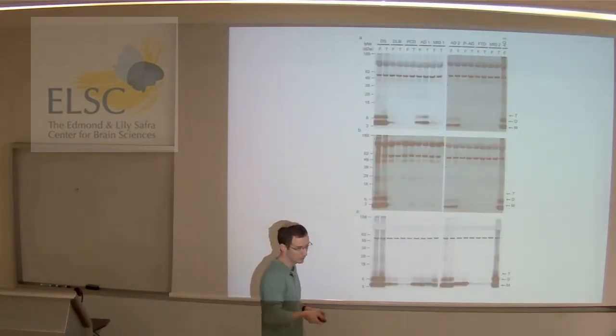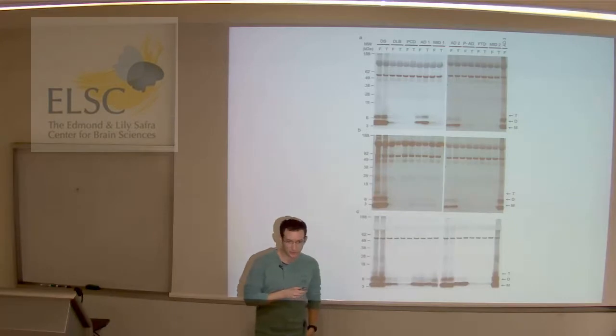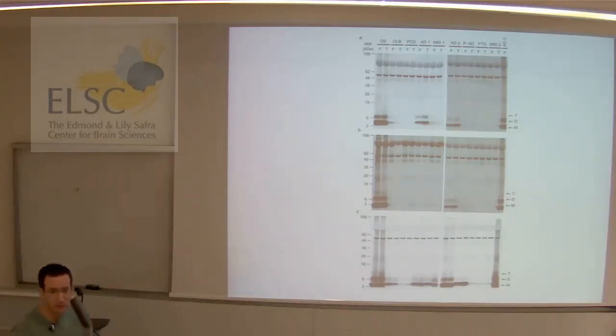Okay, let's start with figure 1 from the paper. What do these gels represent? What did they run on these gels? What is the technique here? Western blotting. Western blotting, yeah. So that's Western blotting, right?